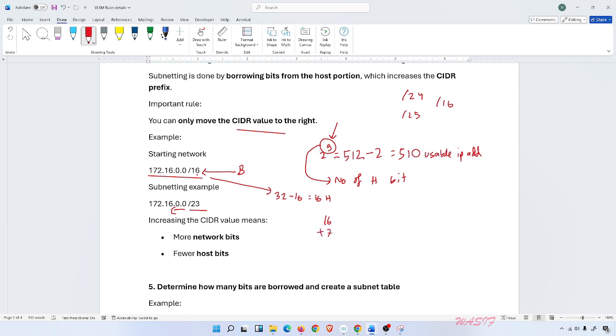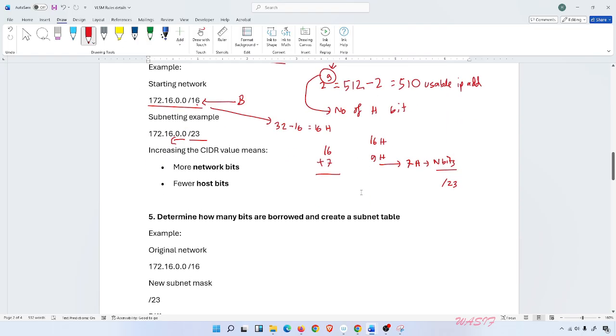So what is going to happen? The /16 will become /23, because I don't need 16 host bits. I need only 9 host bits. So what do I need to do? I will give away 7 host bits to the network bits, and in this way my network bits will increase from /16 to /23, because 16 plus 7 is 23. Now look at this very carefully. You might have to watch this part again and again, because this is a little bit complex.